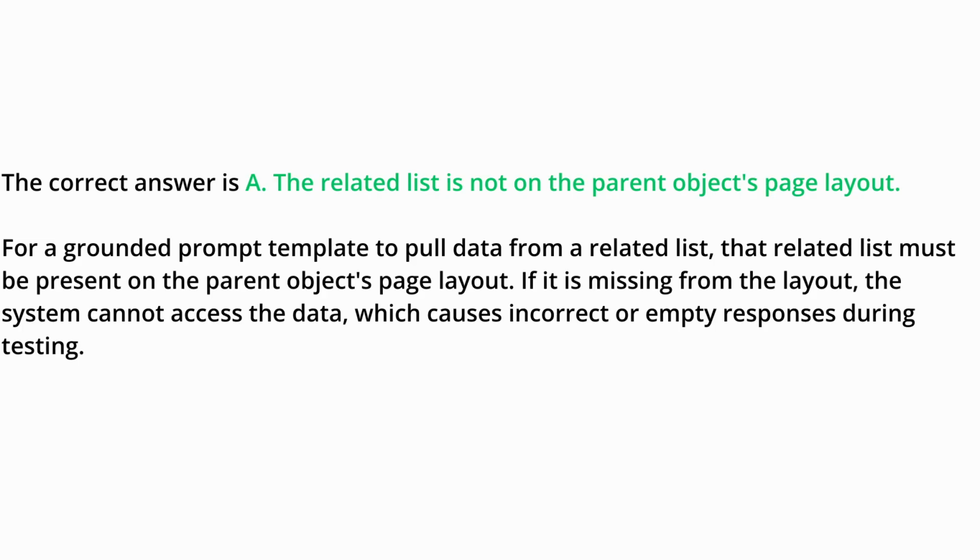The correct answer is A. The related list is not on the parent object's page layout. For a grounded prompt template to pull data from a related list, that related list must be present on the parent object's page layout. If it is missing from the layout, the system cannot access the data, which causes incorrect or empty responses during testing.